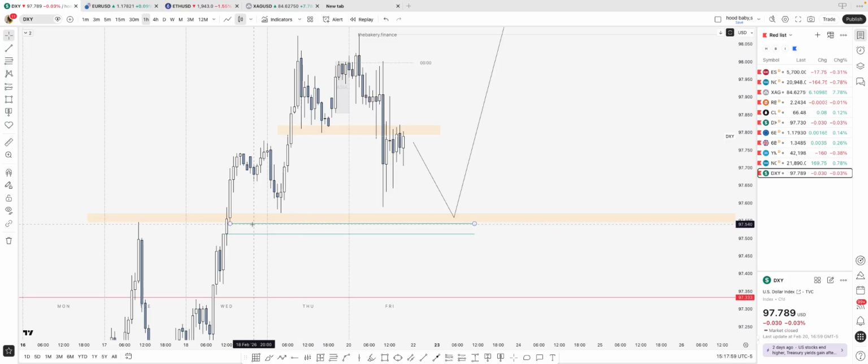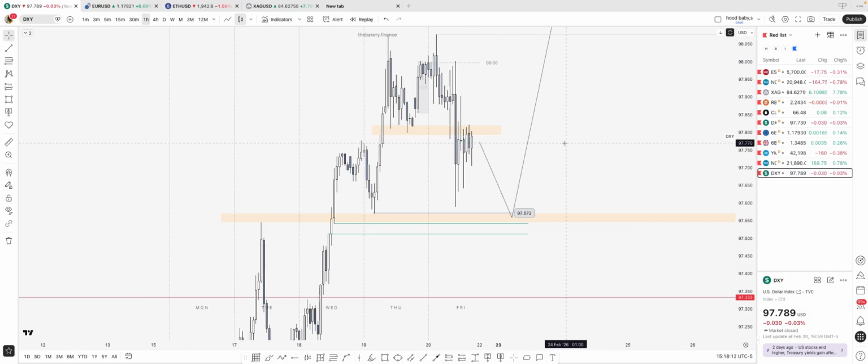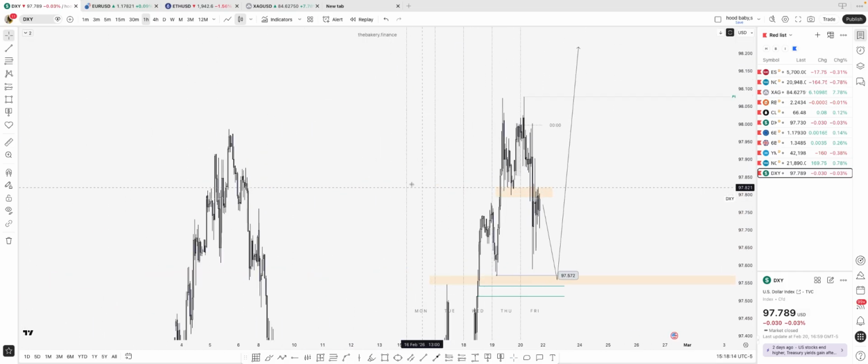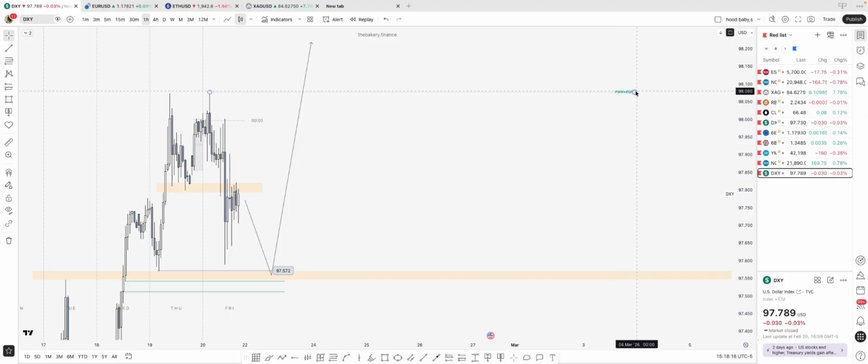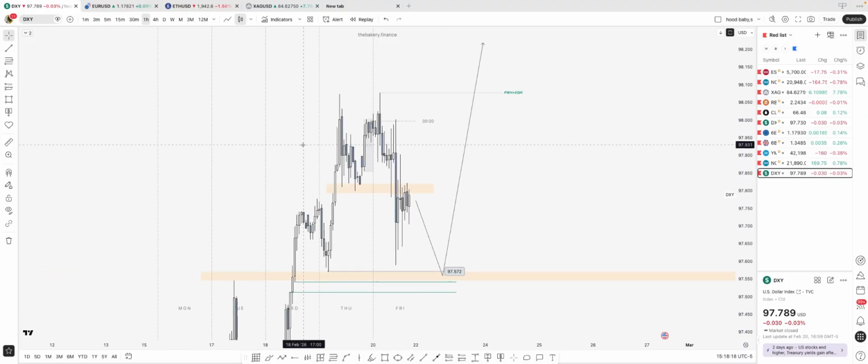No surprise, after targeting this low, so my target was this. So I want to see the 97.572 level being cleared before they move higher. That's just what I have for DXY.